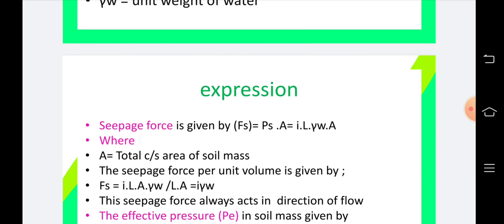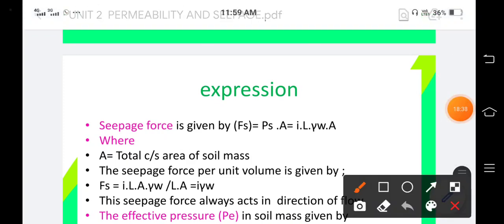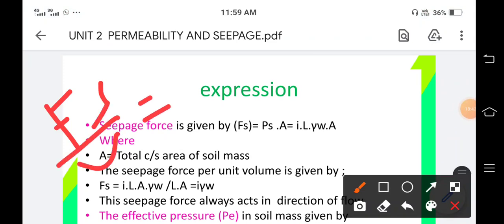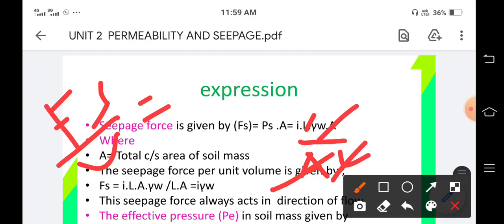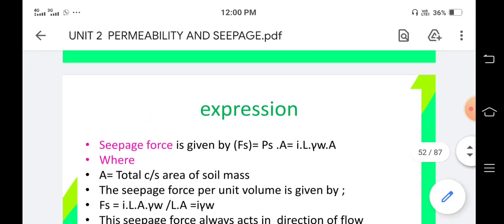Now what is the intensity of the seepage force per unit volume? Seepage force per unit volume, that is Fs per unit volume, as we know, the seepage force equals IL into gamma W into A, and unit volume is nothing but area into length. So here we are cancelling the area and L. So the seepage force per unit volume will be I into gamma W only. Note that this seepage force always acts in the direction of the flow.